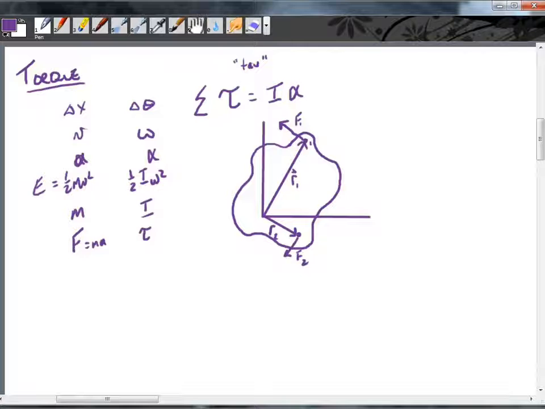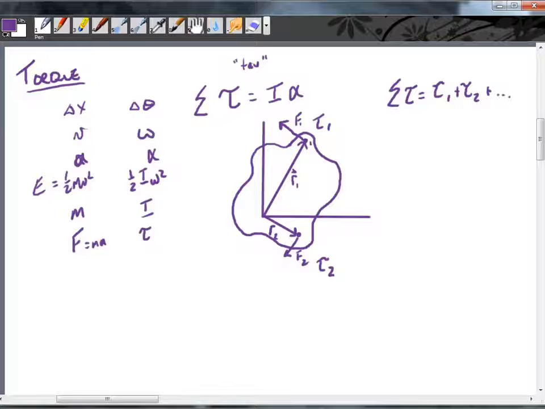What we are creating here is two different torques that are acting on our object. We can add them together. This is going to create a torque 1 and a torque 2, and our net torque is going to equal the sum, T1 plus T2 plus however many torques we have on this object. You with me there?